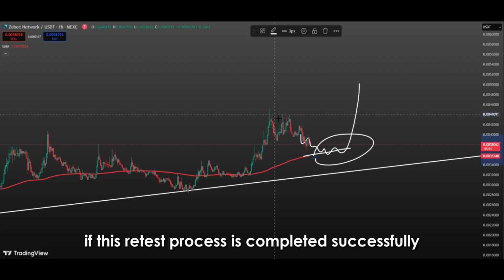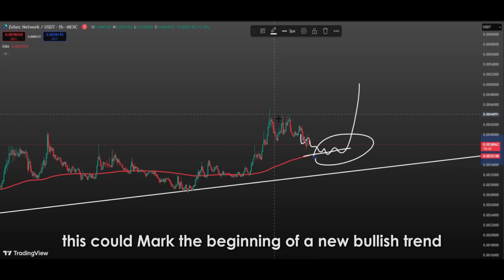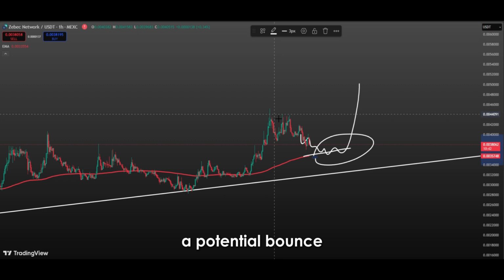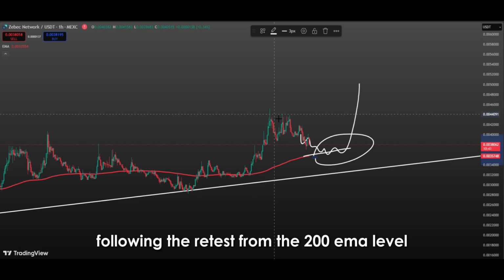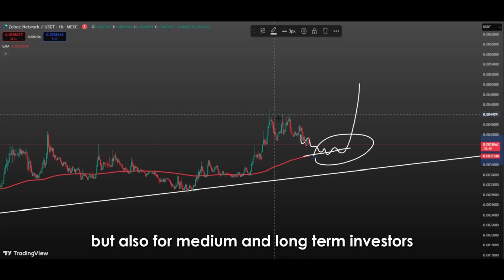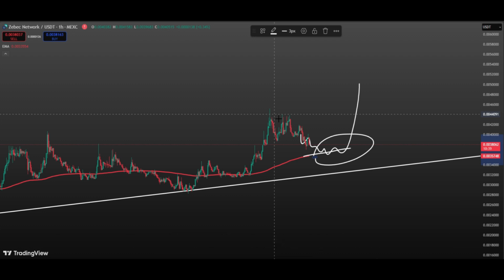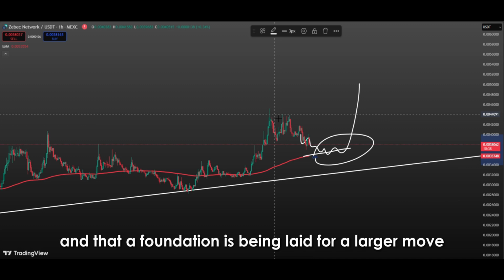If this retest process is completed successfully and the price regains strength above the EMA and breaks upward again, this could mark the beginning of a new bullish trend. A potential bounce following the retest from the 200 EMA level would present a promising outlook not only for short-term, but also for medium and long-term investors, because the price confirming the 200 EMA as support shows that confidence is being re-established in the market and that a foundation is being laid for a larger move.